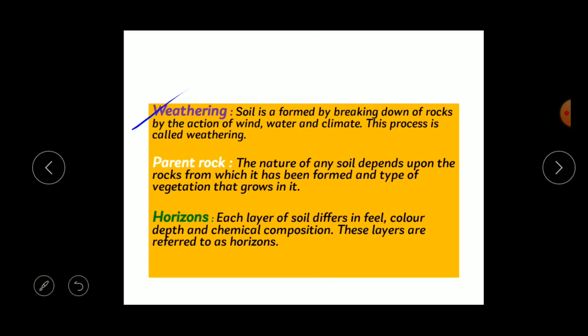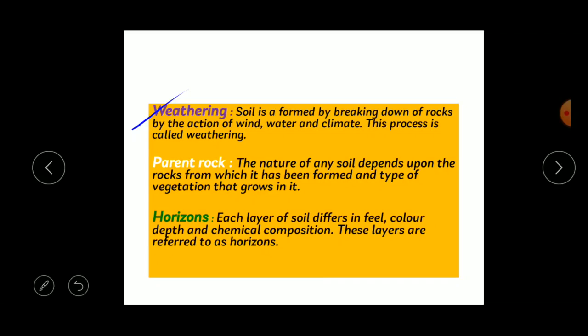Soil is formed by the breaking down of rocks by the action of wind, water and climate. This process is called weathering. So the soil is formed by the breaking down of rocks by the action of wind, then water in the form of rain, and temperature and some other climatic conditions. So the rocks will break. This process is called weathering, and the formation of the soil will not happen within 2 or 3 days. It takes a long time. The formation of soil takes a long time.